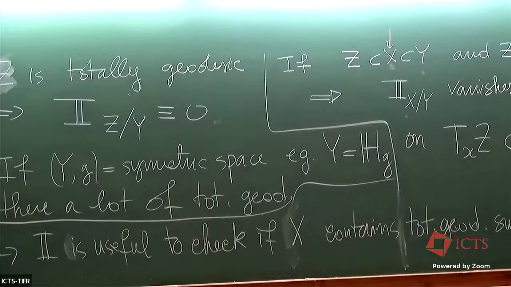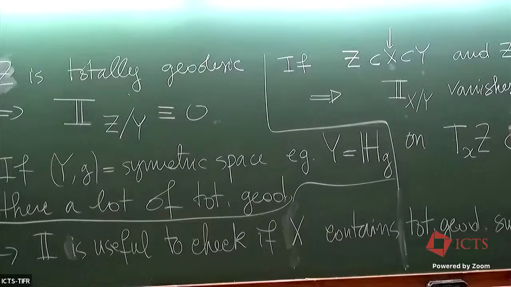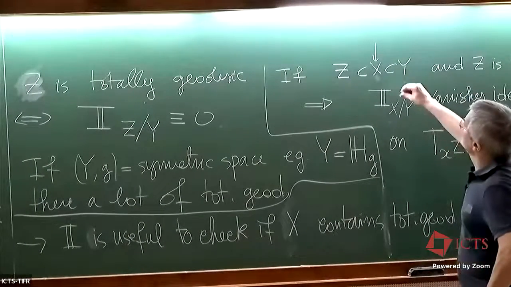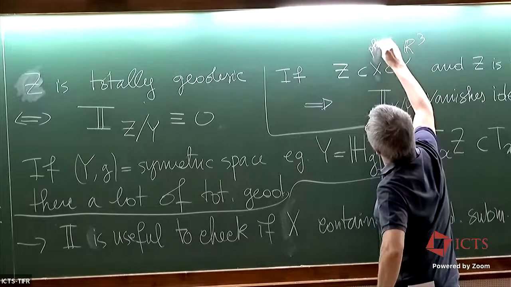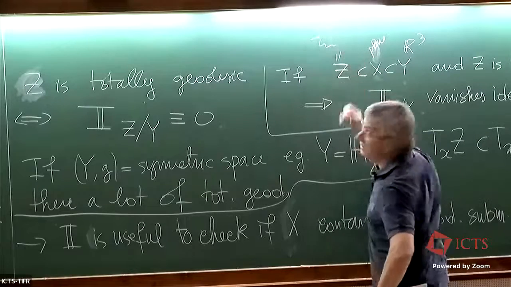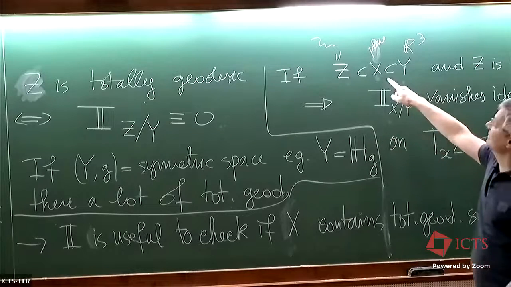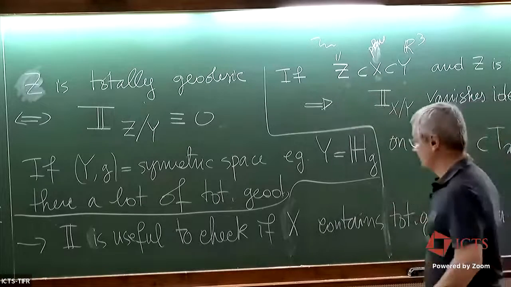No, this is not the case. Because if you take this R3, this plane, and any plane curve, you have a plane, and a curve on it. Then the second fundamental form of the plane vanishes, but Z is not totally geodesic, so it's only one way.